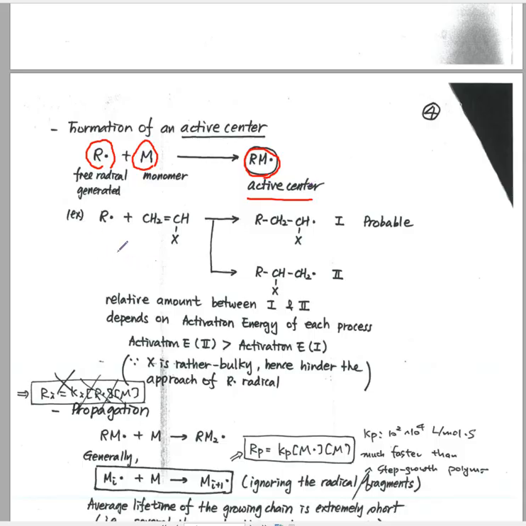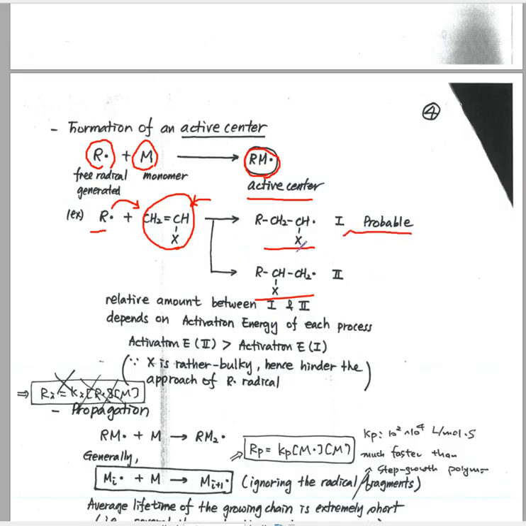There are two possibilities. Let's say that the monomer is just this vinyl compound. A radical is reacted with this vinyl compound. It could react to this side or to this side. So two different products are possible. But in reality, this one is more probable.